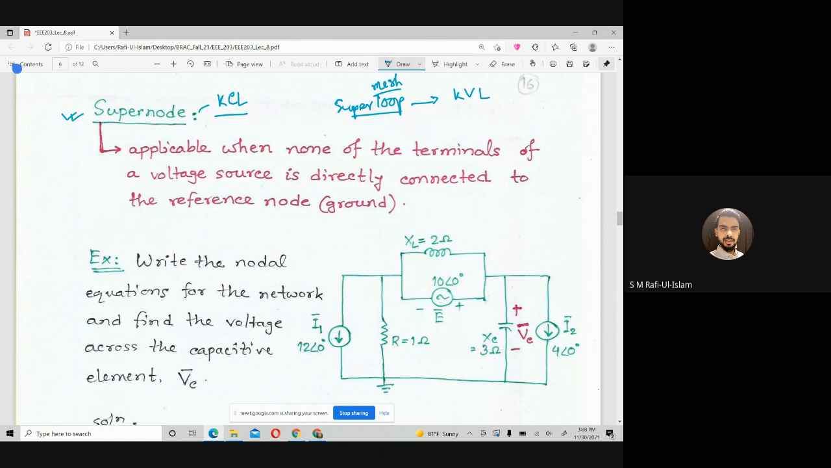So what do they mean? Super node means there is a voltage source. Since we are applying KCL, what is KCL? Summation of current equals zero, right? And what is KVL? Summation of voltage is zero. This is the very simple definition of KVL and KCL, right?